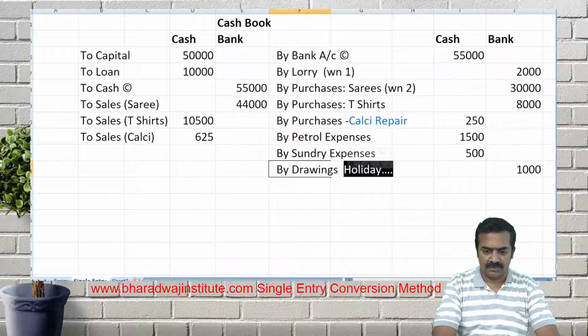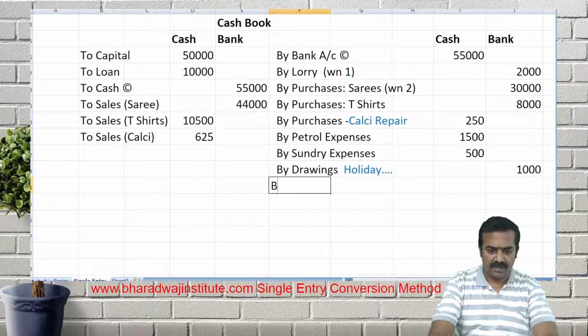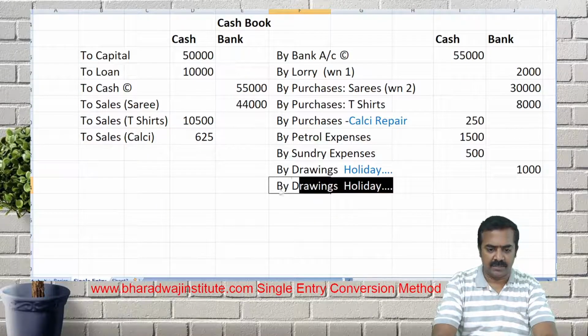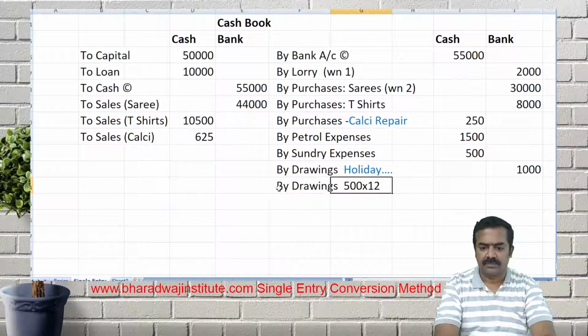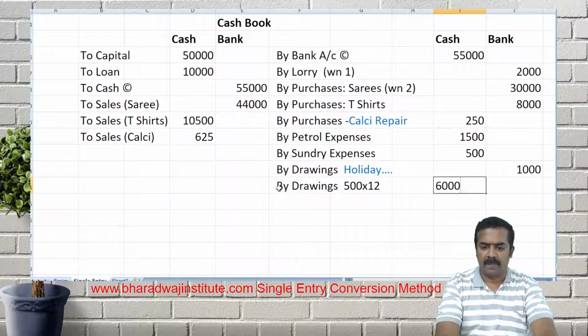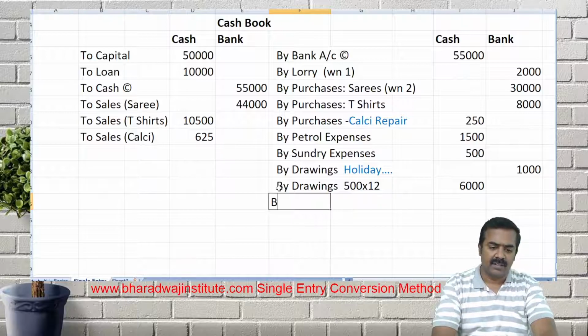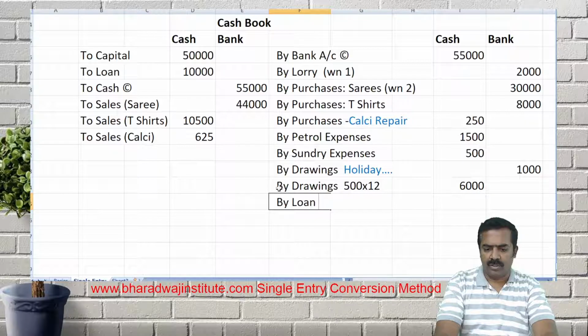That will come in cash. By drawings in cash. And the 500 into 12, 6,000 will be in what? Cash form. Then the loan was paid along with interest. The loan was paid by check.